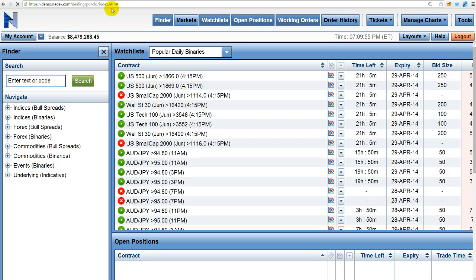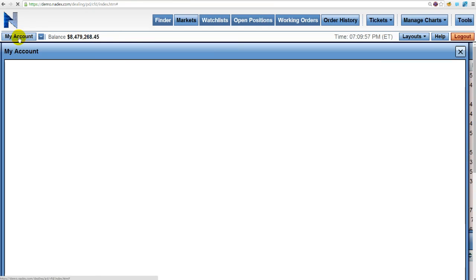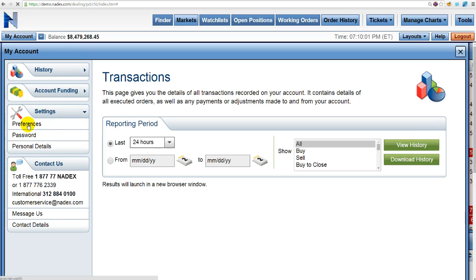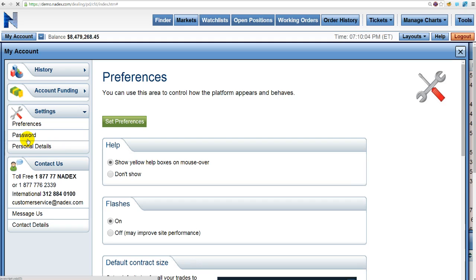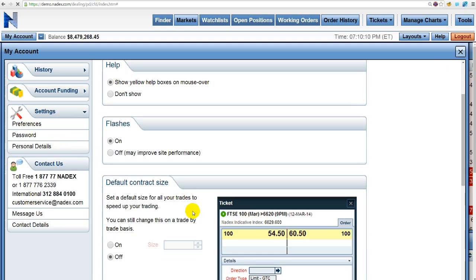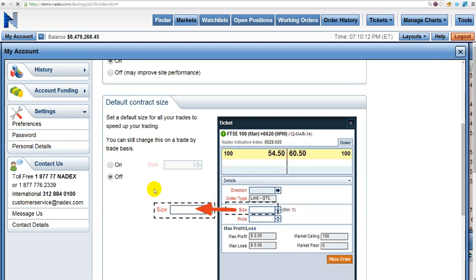This is what it'll look like when you log in. If you want to update your account, just go to My Account, go over to Settings, and you can go to Preferences. You can go to Password right there, put in the one they gave you, and update that. One of the preferences is default contract sizes. You can turn that on. It's a really cool new feature they've just added in. A lot of people don't know about that feature, so I wanted to make sure you were aware of it.